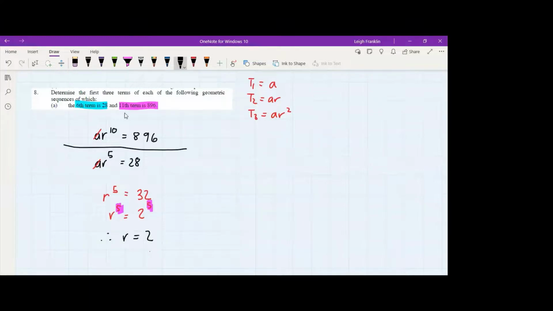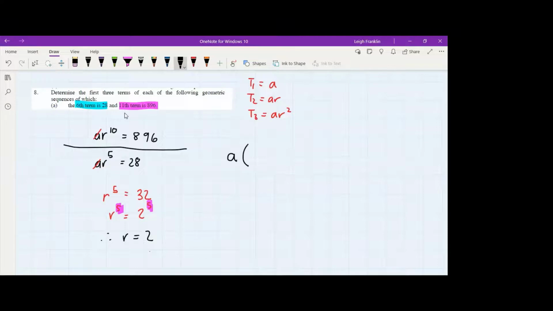Are we finished though? No, because the question didn't say calculate R, the constant ratio. The question said calculate the first 3 terms. So now that we have R, we need to go and calculate A. Hey, good. All right, so again, it's your choice. I would work with the equation at the bottom rather than the one at the top, simply because it's smaller numbers. So A is what we want to calculate.